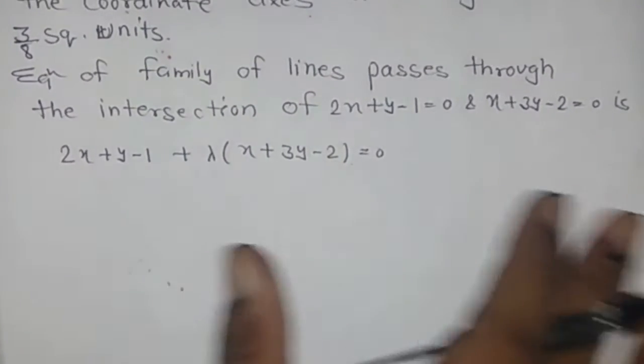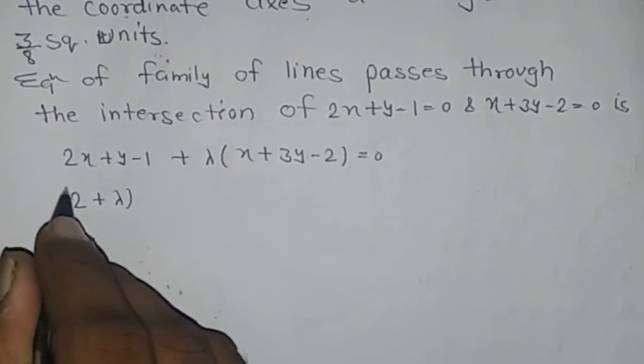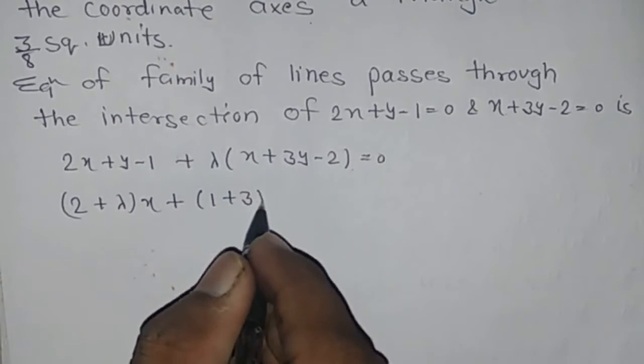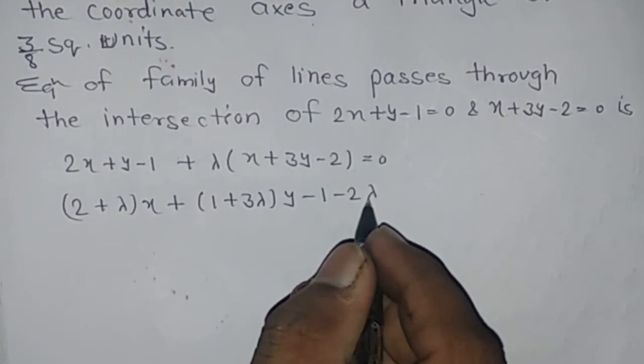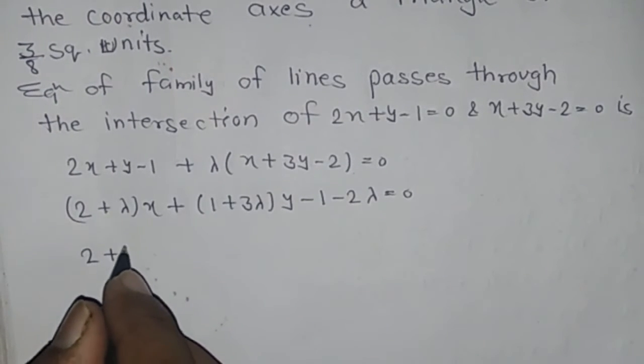Now it can be written as (2 plus lambda)x plus (1 plus 3 lambda)y minus 1 minus 2 lambda equal 0, and it is equation 1.